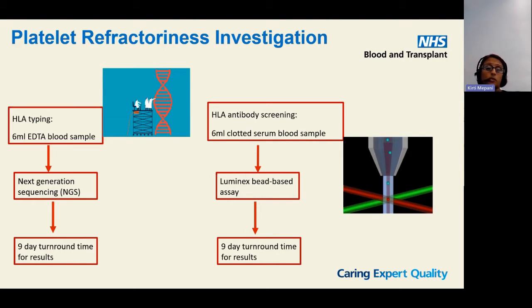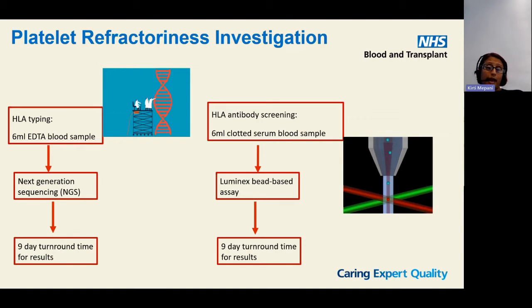Currently, we perform this through next generation sequencing. So this is probably one of the most advanced technologies that we have in our laboratory, but it's a complicated process, and therefore to generate the results takes much longer. So currently we have a lead time of 9 working days to turn results over. Then some HLA antibody screening. It's a clotted sample. We use a Luminex bead-based technology, and I will go through that a little bit in the next slide. And currently, this takes 9 working days.